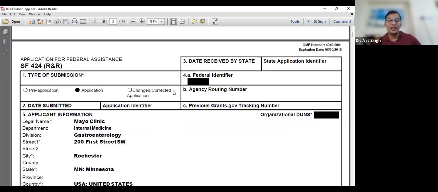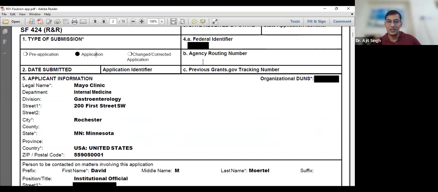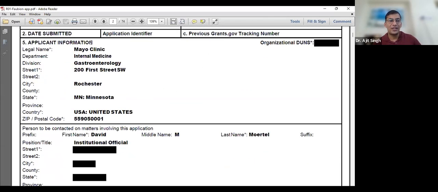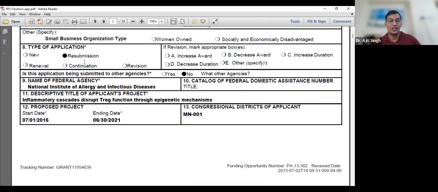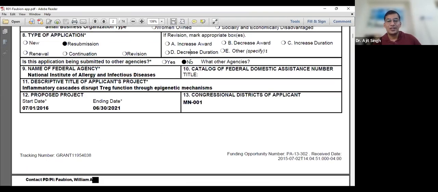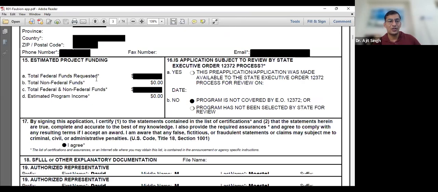And then after that, look at the detailed version. Type of the submission, application, federal identifier number, publication, applicant details: Mayo Clinic, internal medicine, division of gastroenterology, and then the full address. Then if you look at this, the full catalogs are given. Okay, I'll not take you to the catalogs and all.